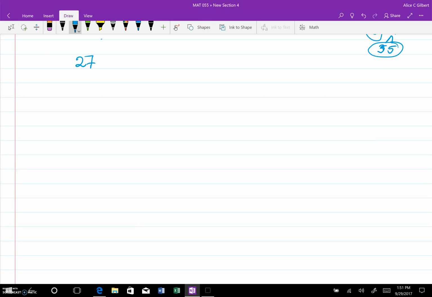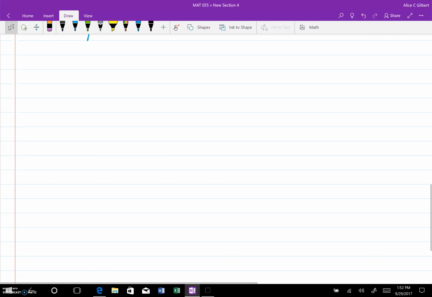27 to the 2/3. Well, 3 is my index. Remember, the denominator is always your index, and the numerator is your exponent. Okay? And so 27 squared. Well, the cube root of 27 is 3, and 3 squared is 9. See how easy that is?